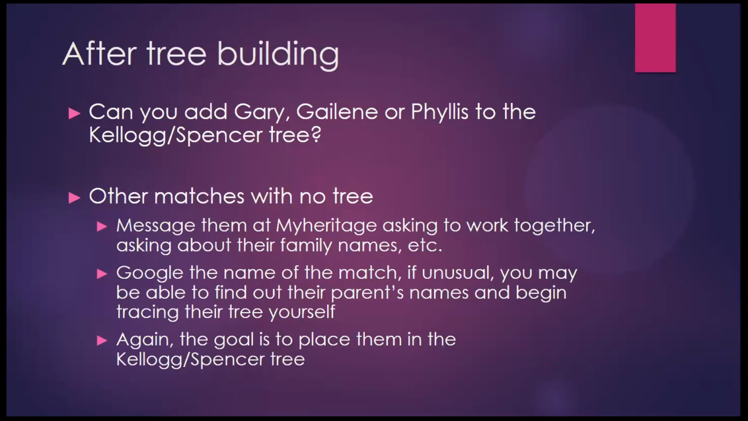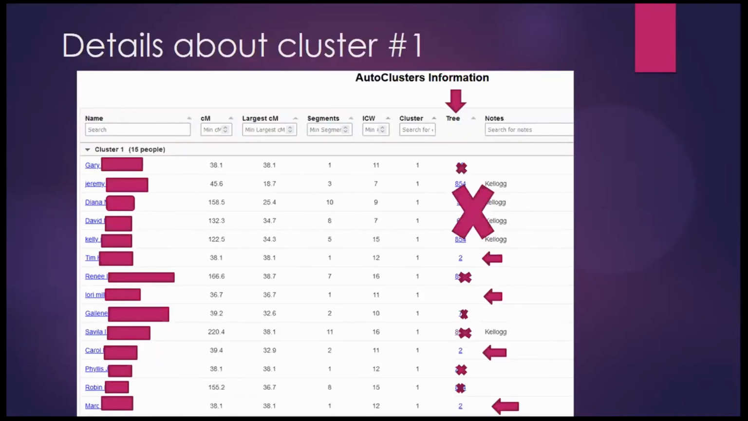Now, if you recall, there were some other matches that did not have a tree, or they had a very minimal tree. Let's see. So we've got Lori down here, no tree. We've got Carol and Mark and Tim that have 2 people in their tree. Now, maybe the tree with 2 people in it is going to be useful, but I'm thinking it probably won't. So what are we going to do with those matches?